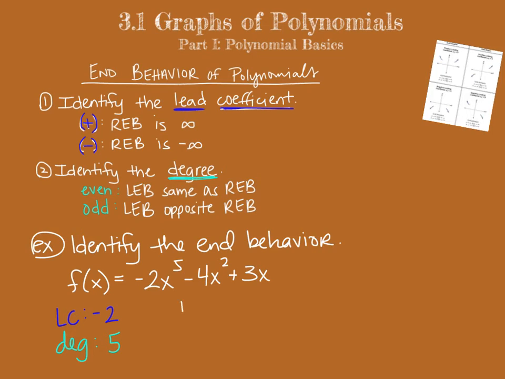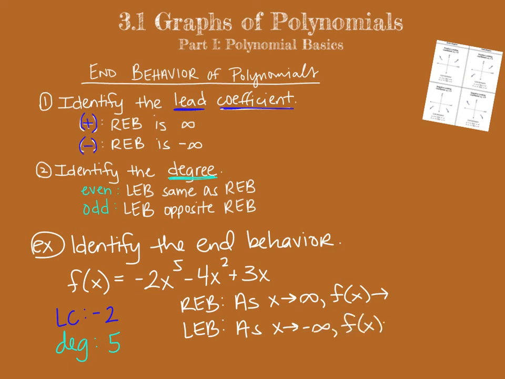So let's write out the right end behavior and the left end behavior. And we write them like this. The right end behavior is written as: as x approaches positive infinity, what's our function doing? And the way we write our left end behavior is: as x goes to negative infinity, as we look all the way to the left, what's our function doing? Again, this is always how we write end behavior. What changes is what goes here, because this is what our function does, which changes depending on what the function is.